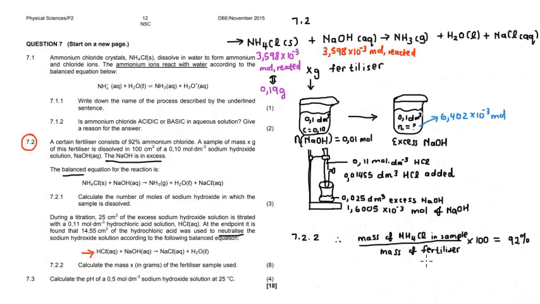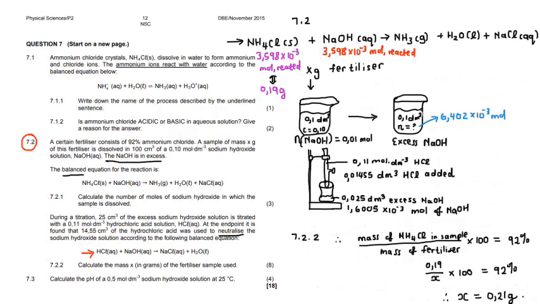If you then fill in the values here, we have 0.19 grams divided by an X amount of grams for the sample, times by 100 is equal to 92%. Then X is going to work out to be, if you write it to 2 decimal places, 0.21 grams.